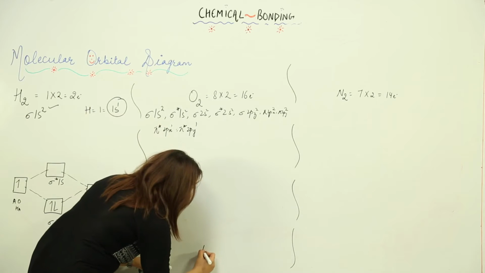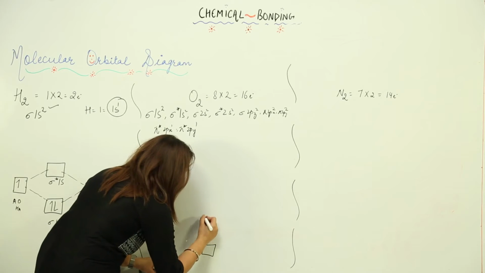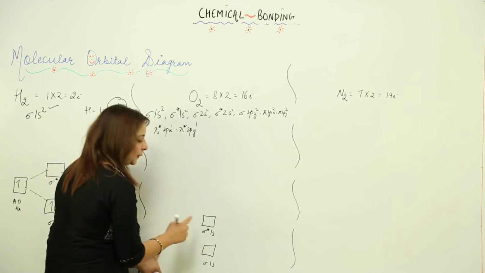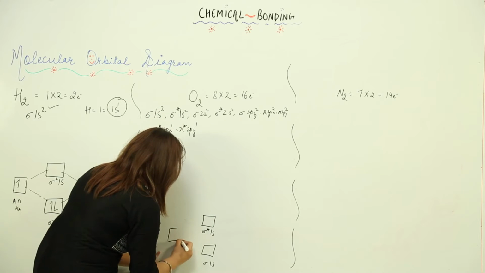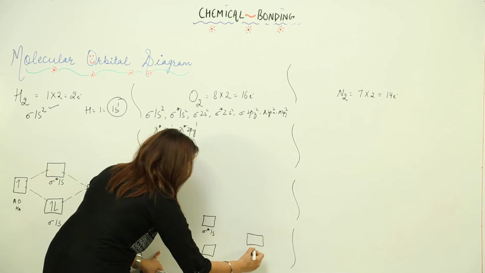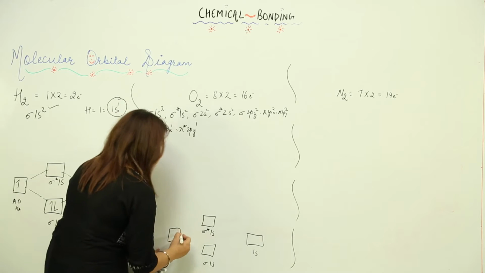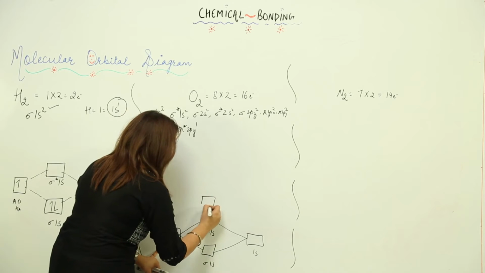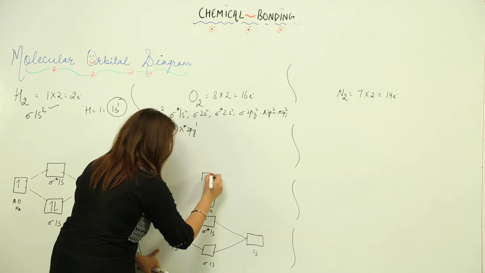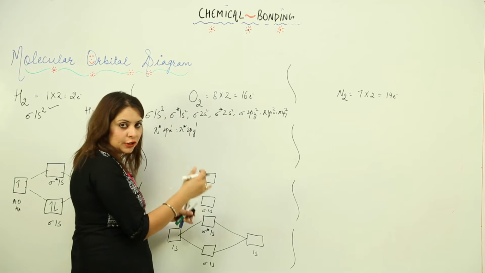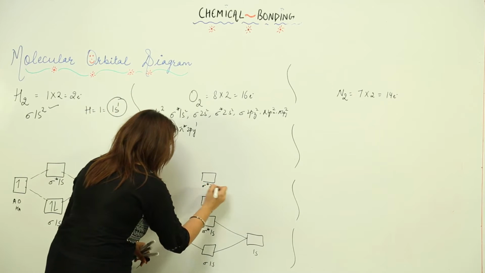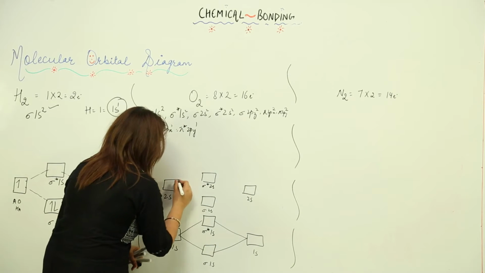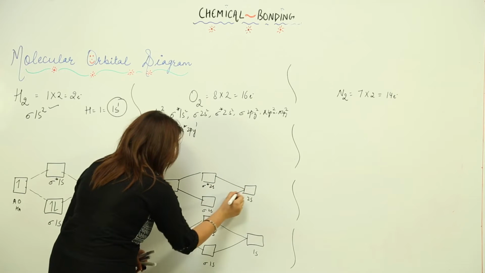So let's make a box here. Let's say this is sigma 1s, sigma star 1s, and this is my atomic orbitals of the oxygen atom, 1s, 1s. Let's join them. Now make another one, sigma 2s. As you wrote the configuration, you need to draw the boxes like that. And this is my atomic orbital 2s, this is my atomic orbital 2s. I will just join it.